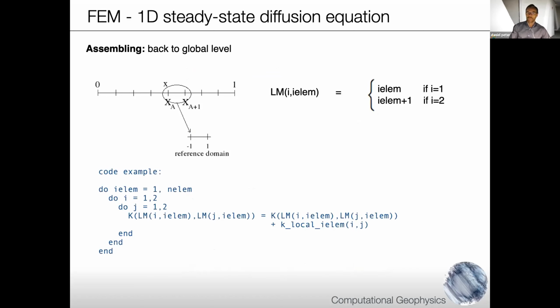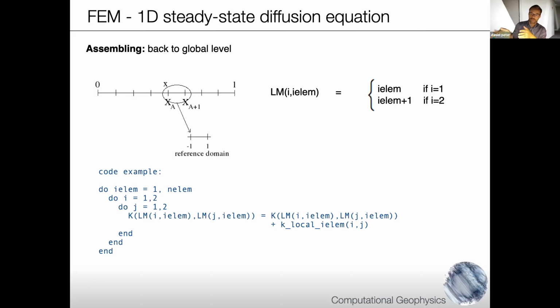And then you have to do the assembly, basically, the assembling of the global matrices and the global vector. And for that, we can use this location matrix, for example, the way it's defined here. And then the code example here is giving you how you could basically assemble the stiffness matrix by taking these local element contributions and putting them all together into the global stiffness matrix.